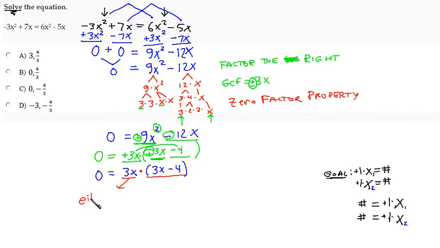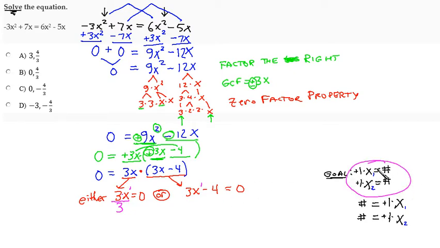So we say that either this factor, 3x, is 0, or this factor, 3x minus 4, is 0. One of those two factors has to equal 0 because when they multiply together, we get 0. Now we just go through the motions of solving these two little equations for x because now they're linear. These are two equations to the first power in x.